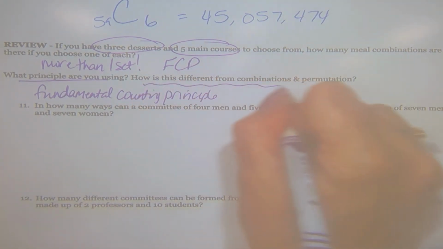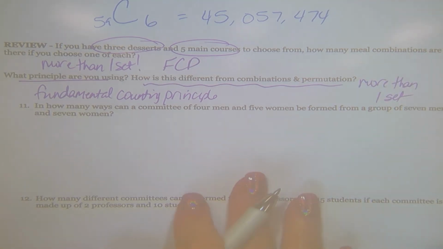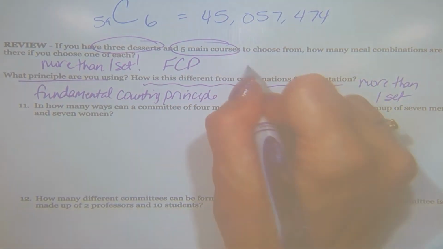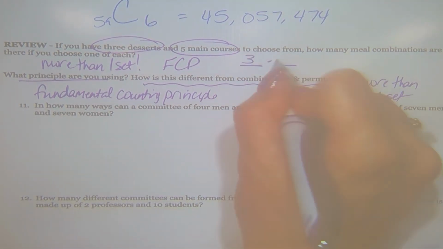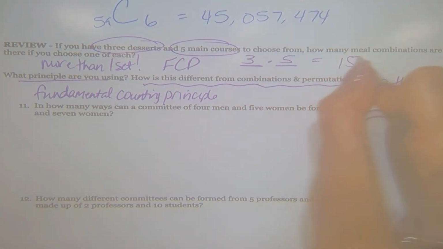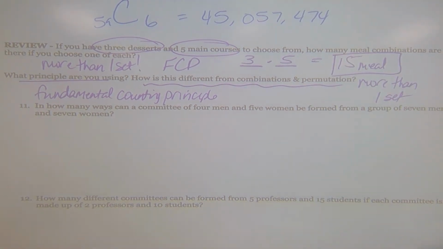This is different from combinations and permutations because it is more than one set. We already said that twice. Hopefully you'll remember. So I'm picking a dessert and I'm picking a main course. There are 3 desserts to choose from, 5 main courses to choose from, so I have 15 different meal combinations that are possible.